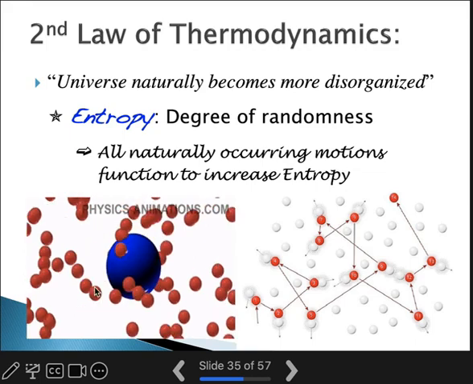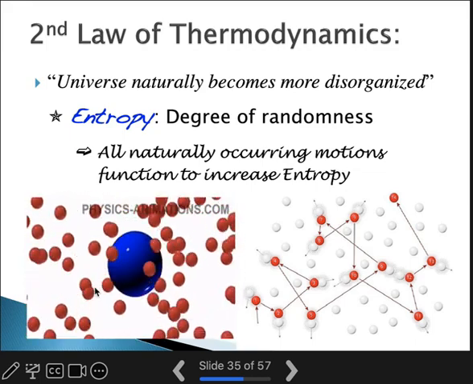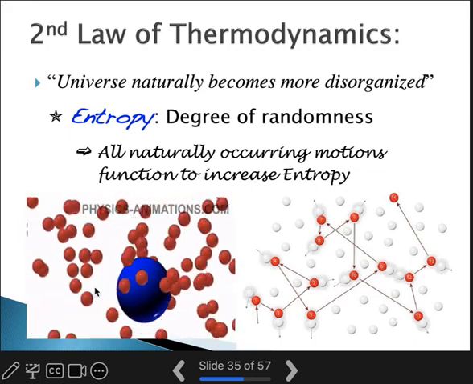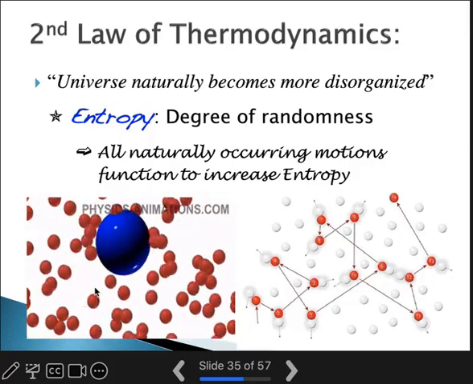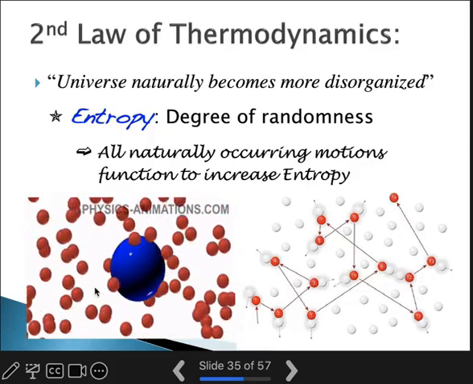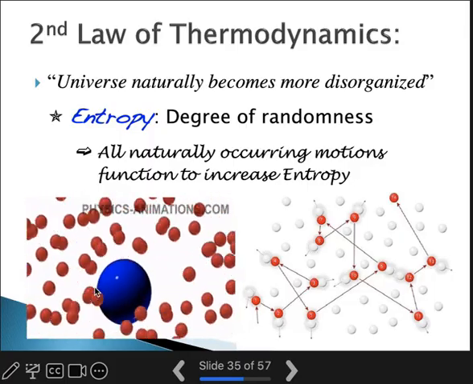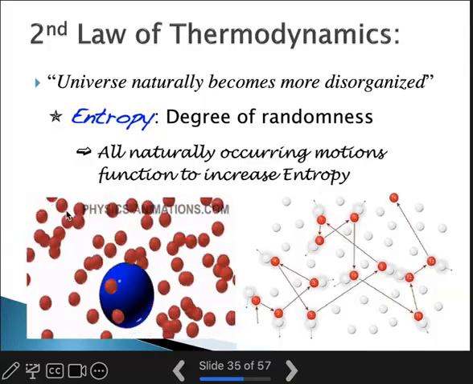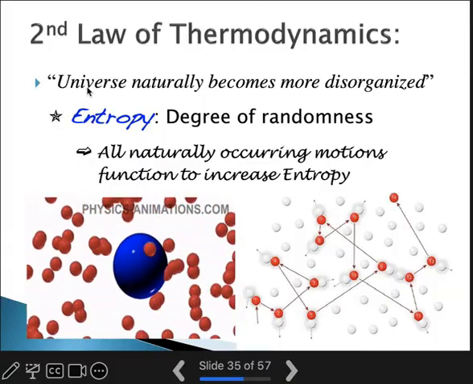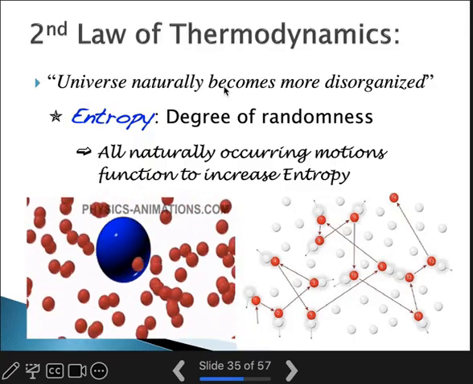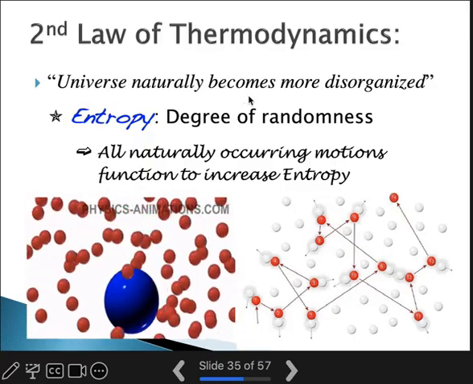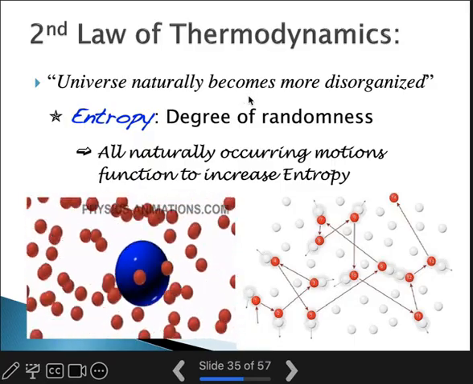All right. So the idea of Brownian motion is that all matter is going to essentially move randomly as long as there's enough energy in the system. All right, so let's look at the first and second law of thermodynamics. We're going to focus on the second law that basically says that the universe is naturally becoming more disorganized.